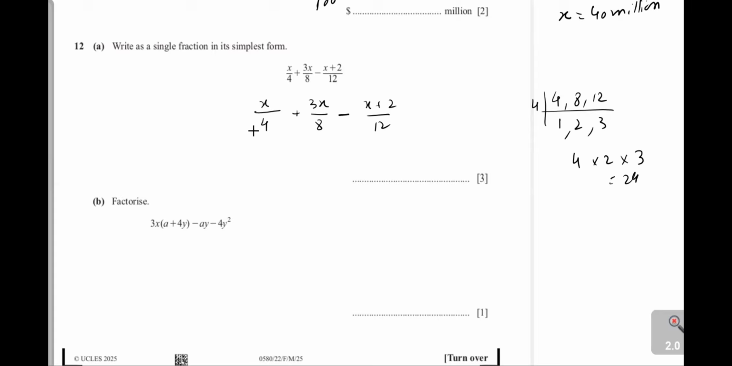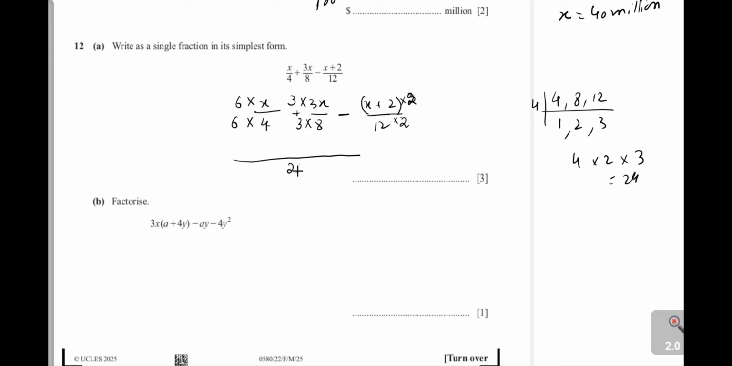To make the denominator the same, we will multiply 4 by 6. The denominator becomes 24. And to make the fraction equivalent, we will multiply the numerator also by 6. Likewise, we will multiply 8 by 3, it becomes 24, and also multiply the numerator by 3. Next, we will multiply the x plus 2 fraction by 2, and the denominator is multiplied by 2. Look here, the denominators of all fractions become the same.